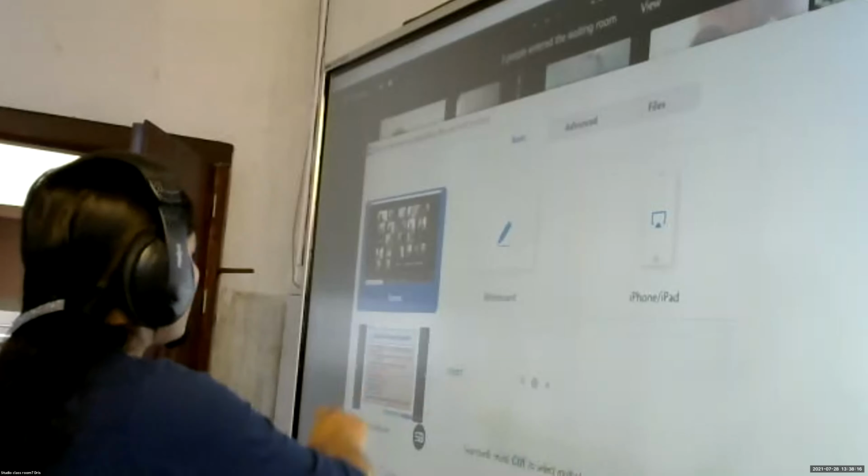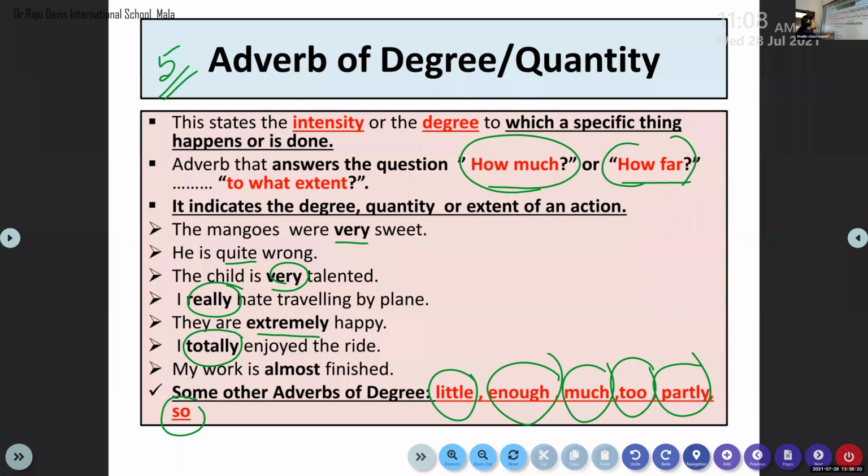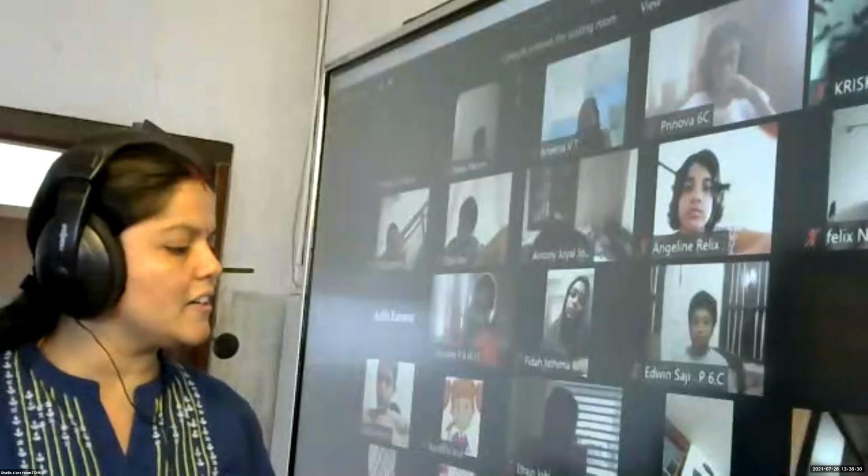Ma'am, in the second sentence, quite. He is quite wrong. He's not correct at all. He's quite wrong. Okay, these are the adverbs.